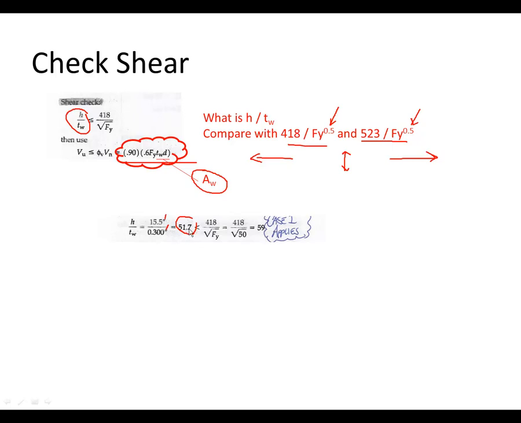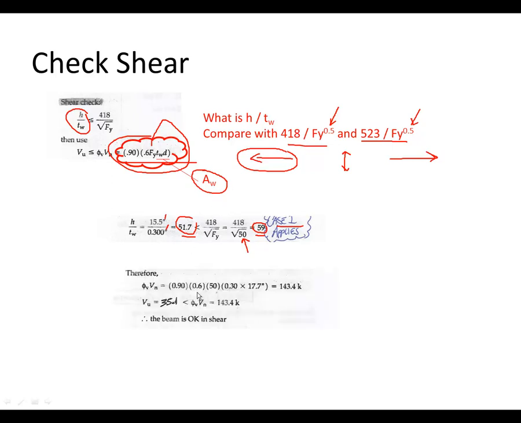They determine that 51.7 is less than 59, which was 418 over the square root of 50 KSI. Note that this is 50 KSI, not 50,000 PSI in the equation here. And because 51.7 is less than 59, we're in this situation right here, and we're case 1. And so we simply need to come back up to this equation up here and plug our numbers in and see if our shear values hold true.